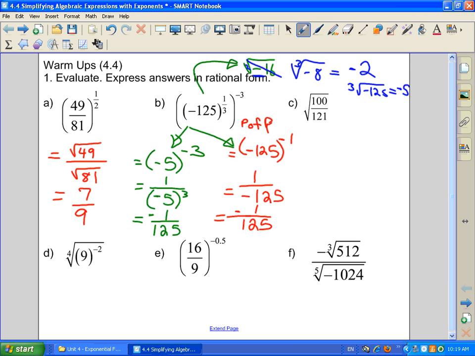That's example B. Example C, folks, we have a fraction of 100 divided by 121. And remember, the square root applies to both the numerator and the denominator. So square root of 100 divided by square root of 121, because you can break that up. And that's going to give you 10 over 11. All right, looking at example D.